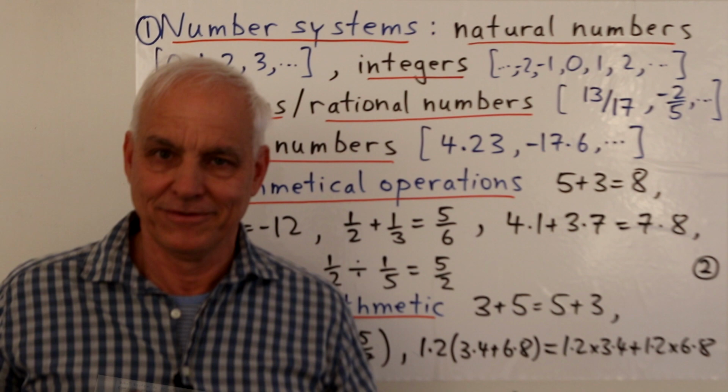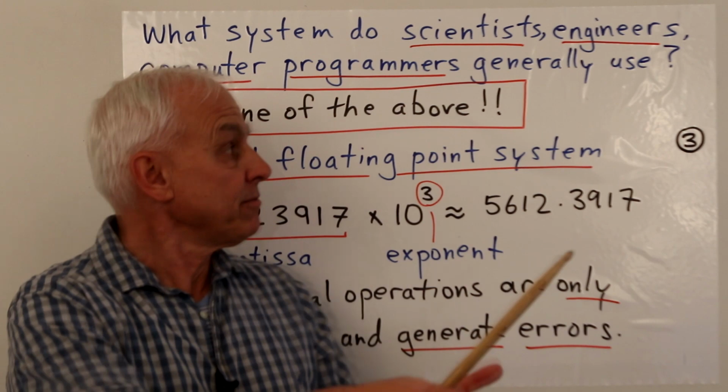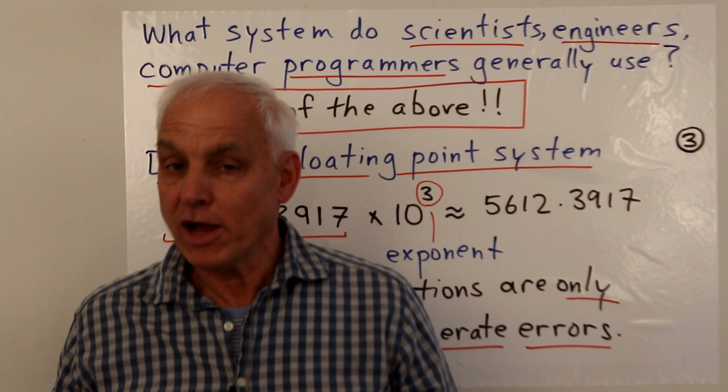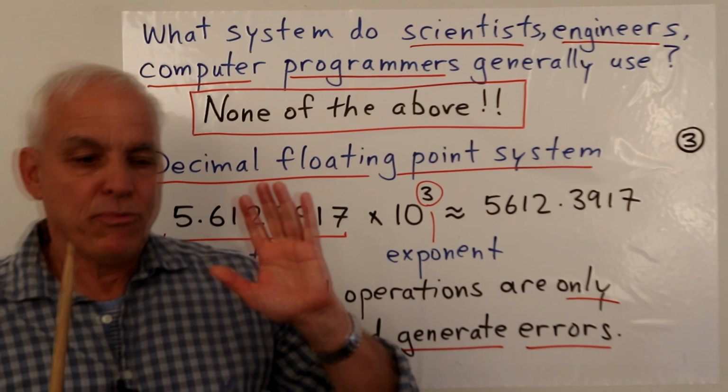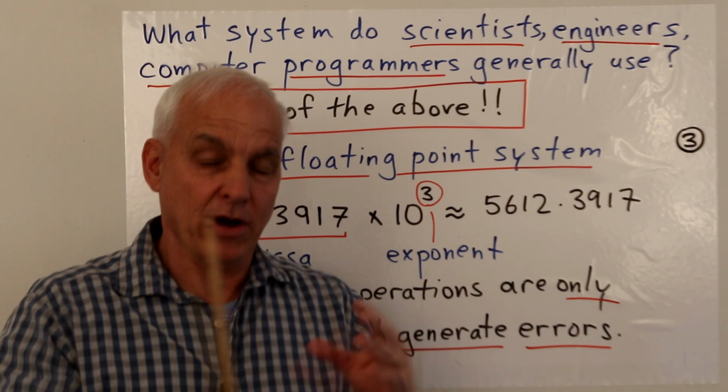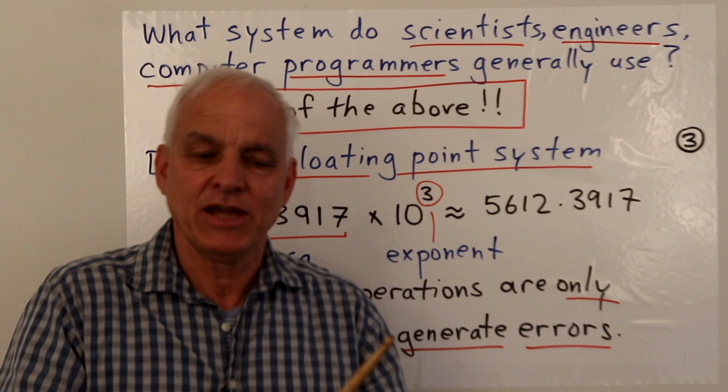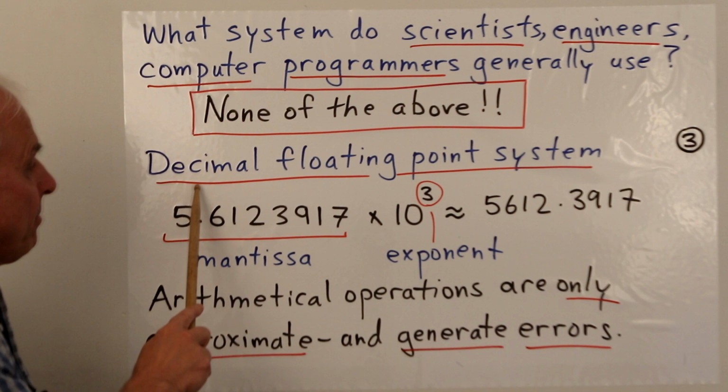So which of these systems do scientists, engineers, computer programmers generally use? Surprisingly, the answer is none of the above. In practical applications, a variant of our existing formal number systems is used. And this variant is more suited for actual practical applications, even if theoretically it's not as clean. Okay, and we can best describe it with, say, the decimal floating point system.